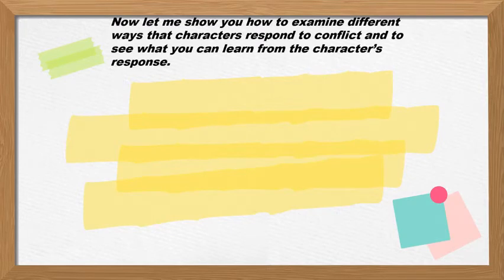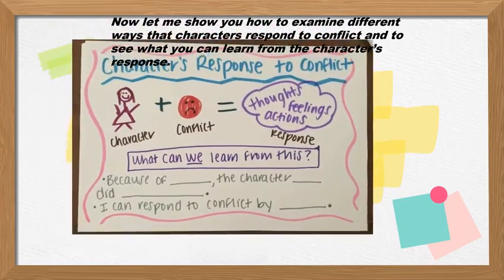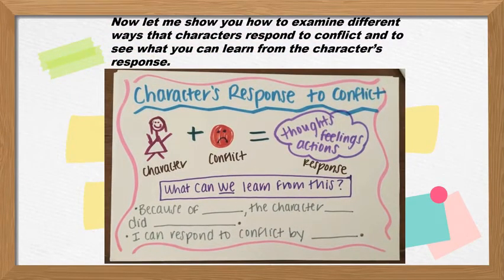Now let me show you how to examine different ways that characters respond to conflict and to see what you can learn from the character's response. Character's response to conflict: character plus conflict equal their thoughts, feelings, and actions. What can we learn from this? Because of this, the character blank and did blank. I can respond to the conflict by. So we're going to think about how the character responds to conflict.